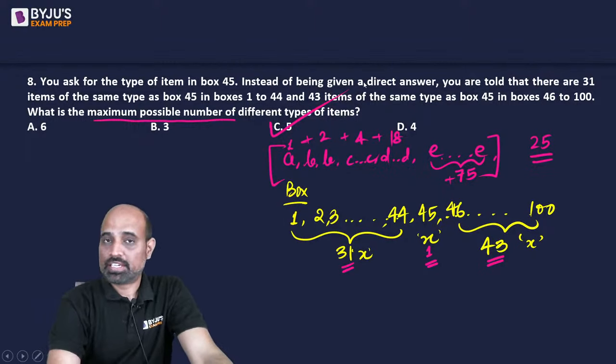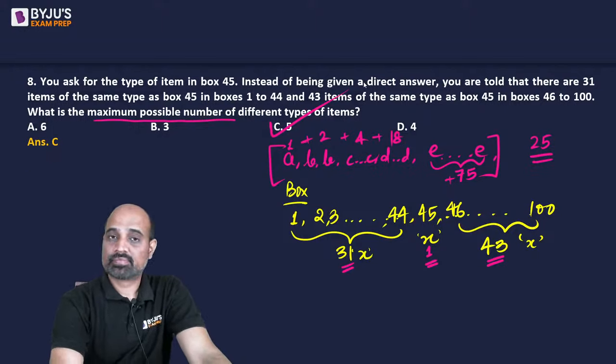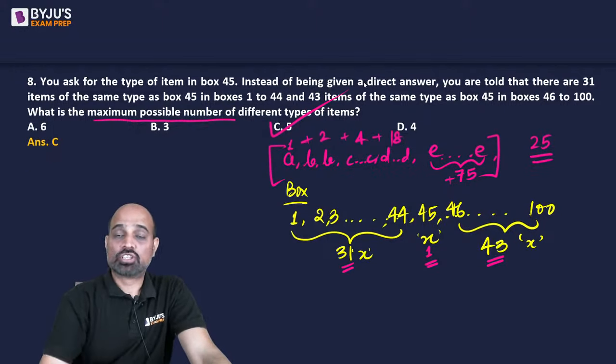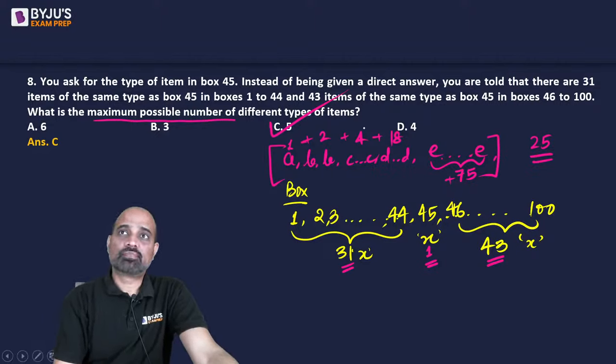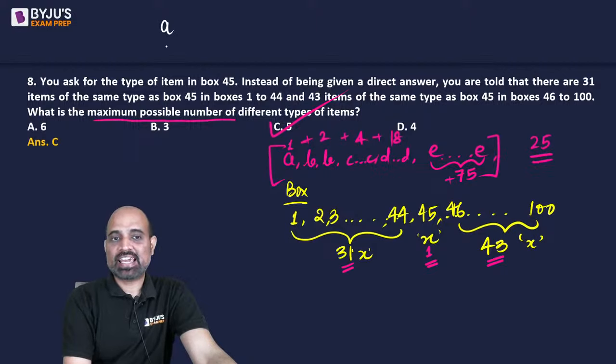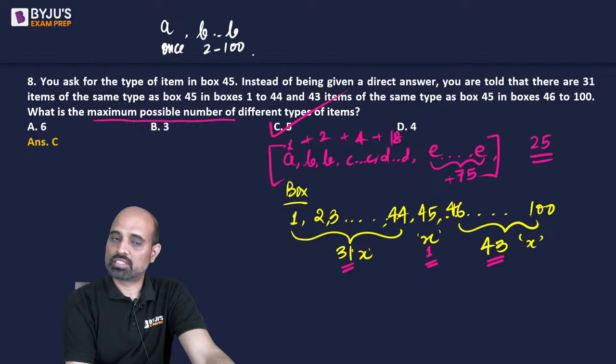So this will be 5. Answer is C, right? So this is purely based on binary logic. Here, one thing was given: that A is written once, and then B can go on from 2 to 100, it can be anything.